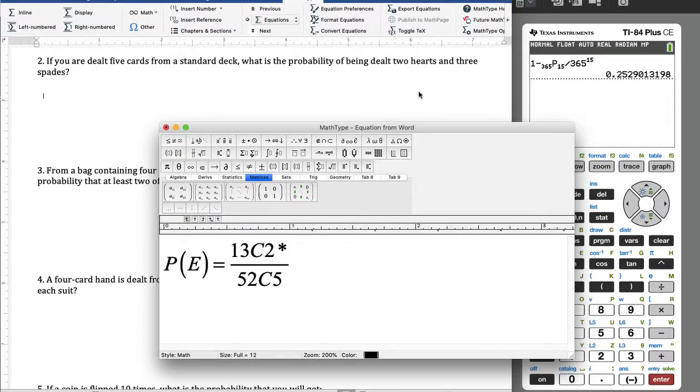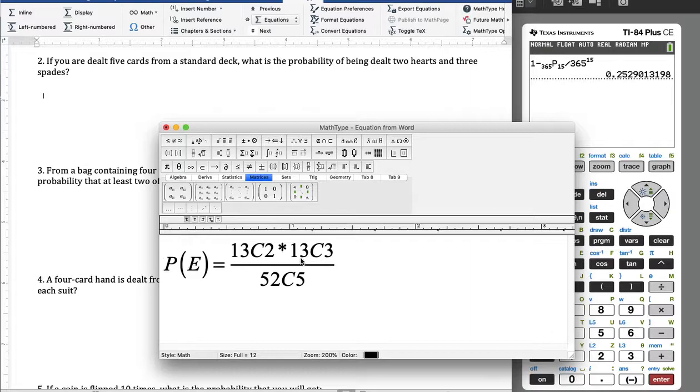And tells us to multiply. Well, we're getting 3 spades. In a deck of cards, there are 13 spades. We are getting any 3 of them. It does not matter the order of them. So we've got 13 hearts. We're getting any 2 of them.